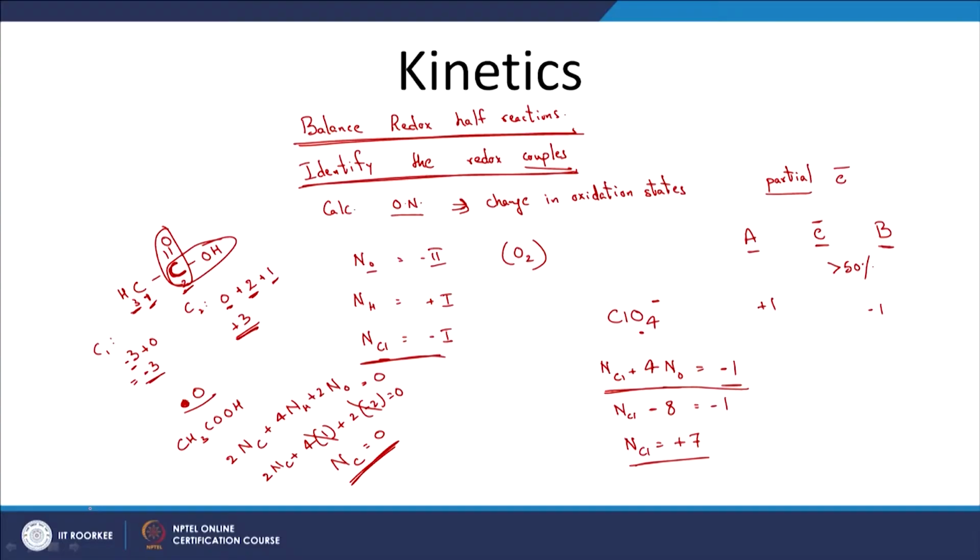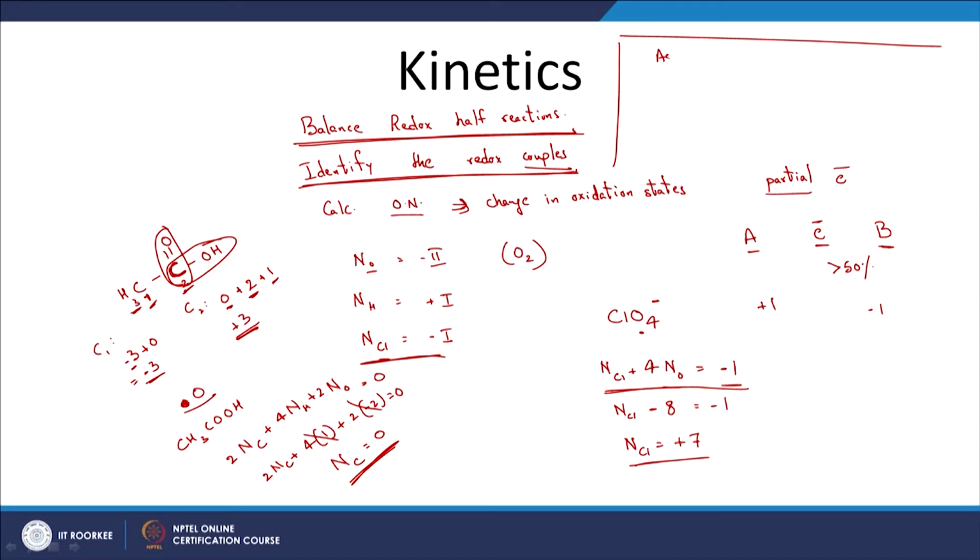So, Cr6 and Cr3, I think CrO4 2 minus and Cr3 plus, and SO2 and SO4 2 minus, those are the 2 redox couples. And then I calculate the oxidation states of chromium in the redox couple, and also of sulfur in the other redox couple there. And then what do I do? I guess I am going to continue here.